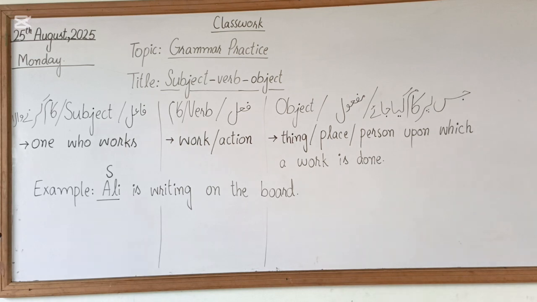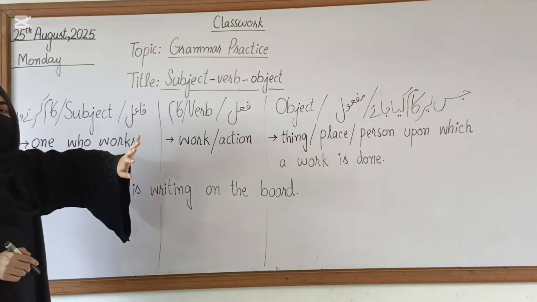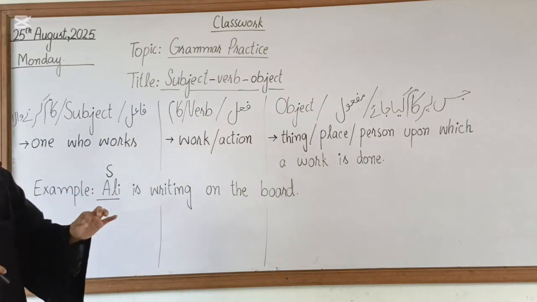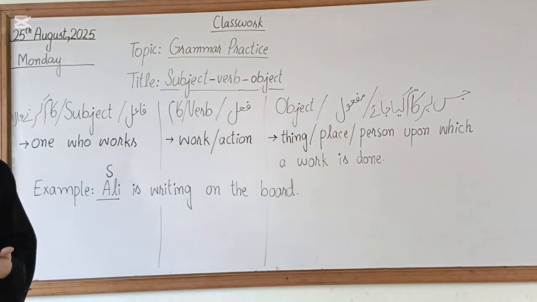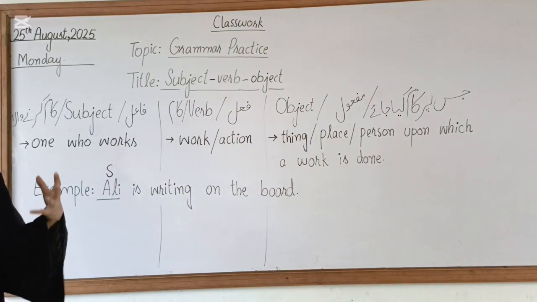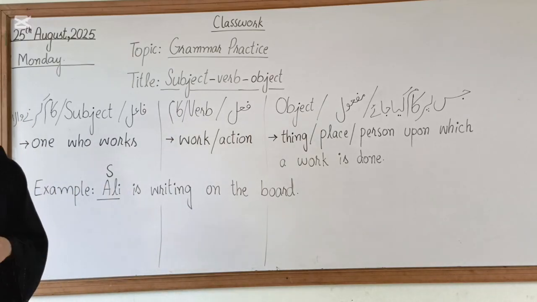Now we have to identify what the verb in this sentence is. So the verb is the word or action. You all have to keep that in your mind, that verb is an action. Any word, any action being done is called a verb. So what is the action being done in this sentence? Anybody?